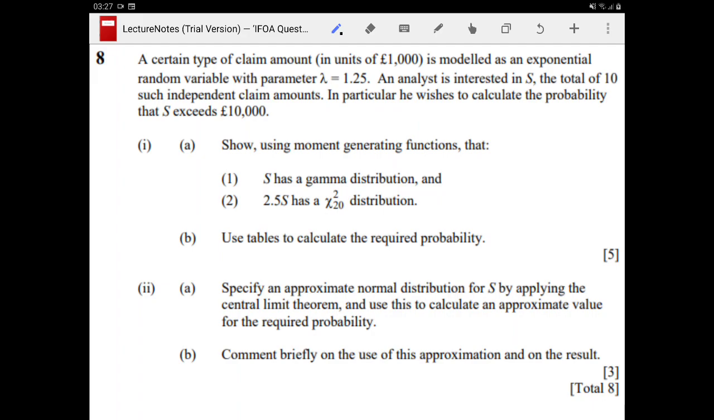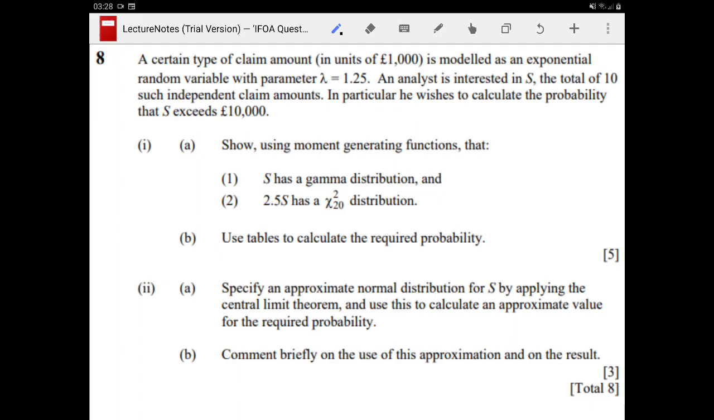A certain type of claim amount in units of £1,000 is modeled as an exponential random variable with parameter lambda equal to 1.25. An analyst is interested in S, the total of 10 such independent claim amounts. In particular, he wishes to calculate the probability that S exceeds 10,000. And then we've got all these questions.